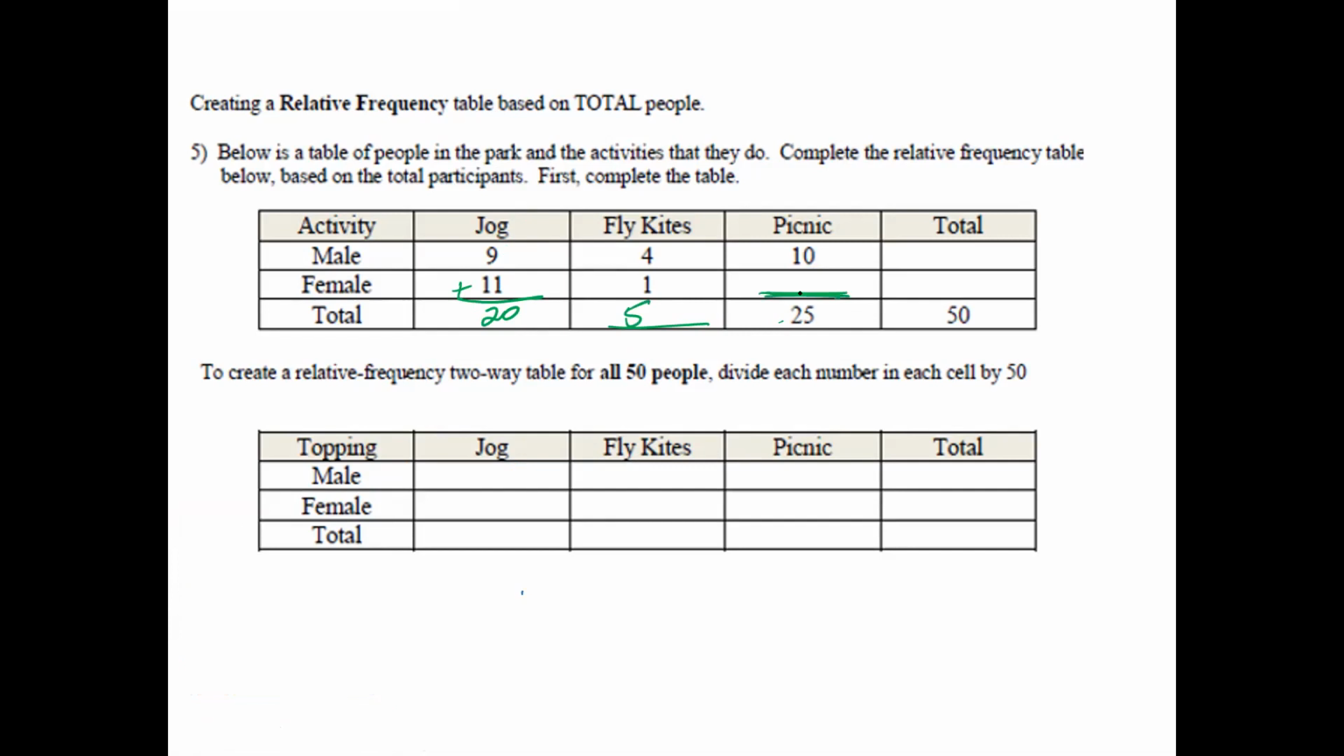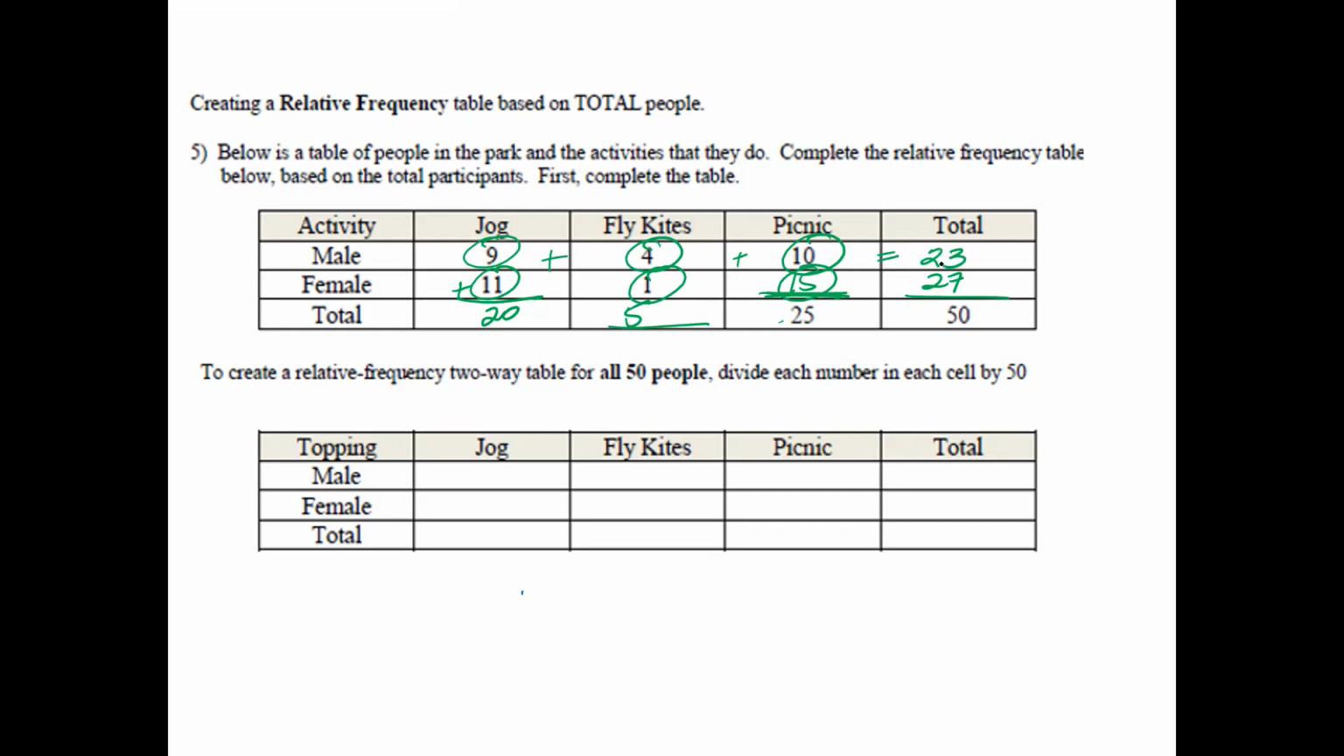The number of females that went to a picnic is 25 minus 10. So that's 15. The total number of females that participated in jogging, flying kite, and a picnic is going to be a 26, 27. And then the total number of males that participate in all 3 activities, which you're going to add together, is going to give you a 19 plus 4, which is 23.